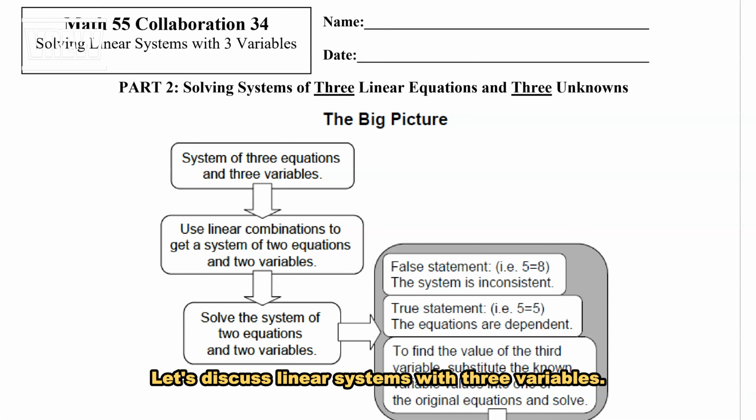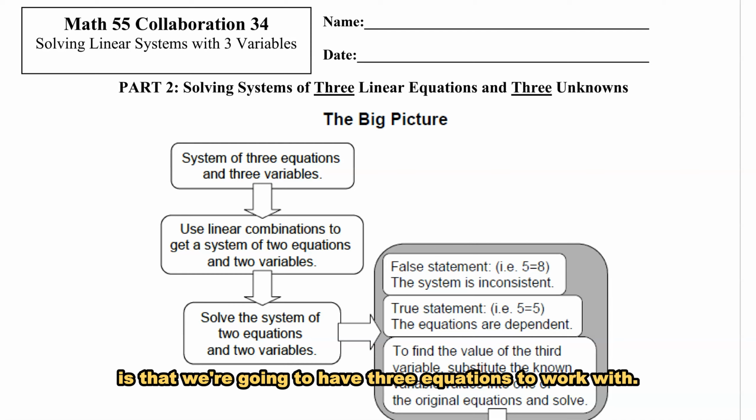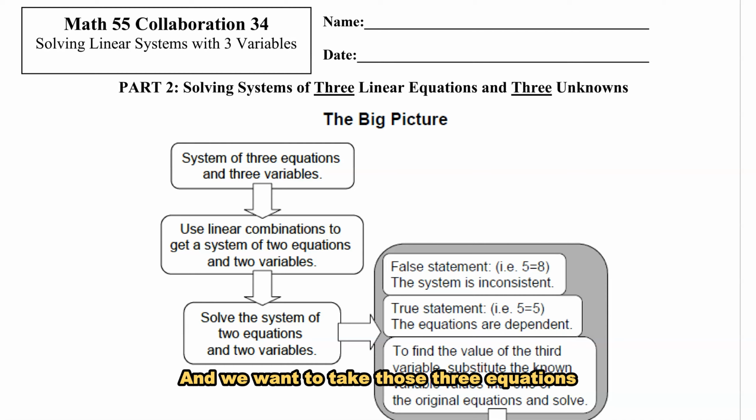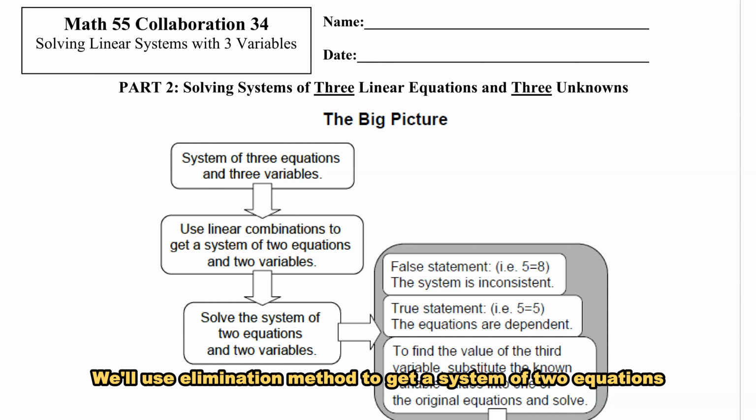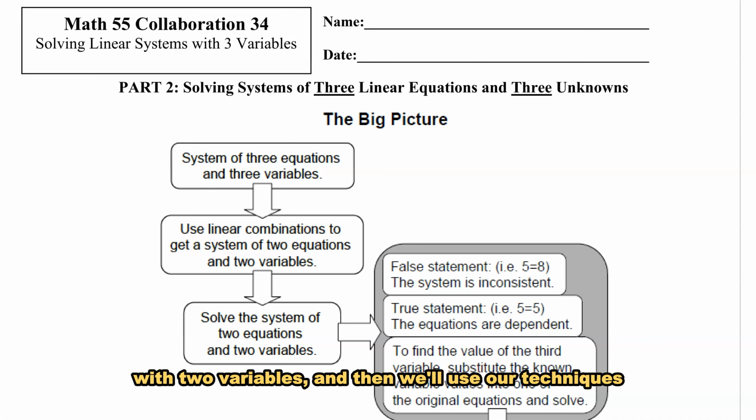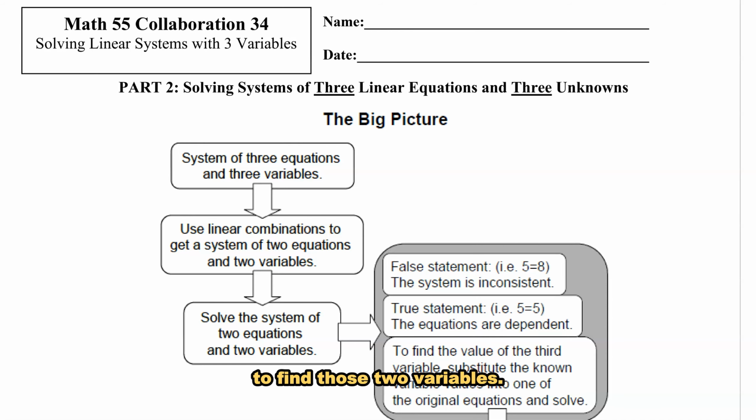Let's discuss linear systems with 3 variables. The big picture behind systems of 3 variables is that we're going to have 3 equations to work with. And we want to take those 3 equations and turn them into 2 equations and 2 variables. We'll use the elimination method to get a system of 2 equations with 2 variables. And then we'll use our techniques for solving 2 equations and 2 variables to find those 2 variables.